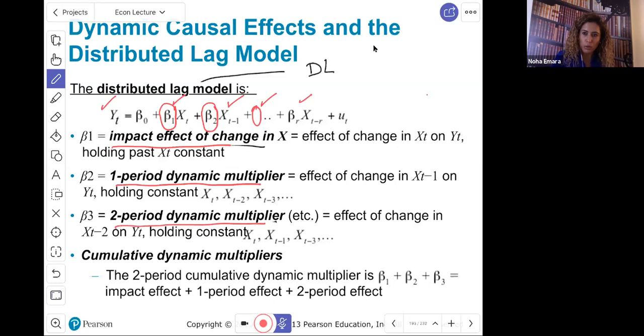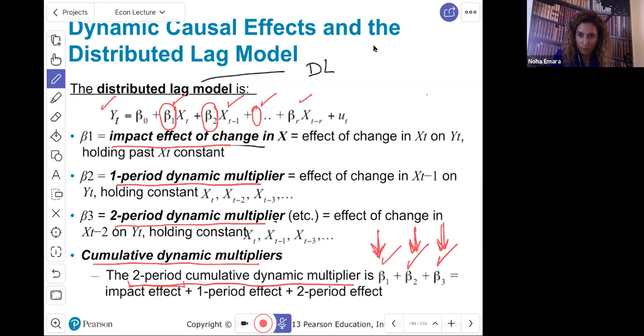If I want to compute the cumulative dynamic multiplier, you already know the word cumulative, right? When I'm asking you about your cumulative GPA, you keep accumulating GPA over the semesters, adding them up. So cumulative is always adding, right? So the cumulative dynamic multiplier is simply, you're going to add up this coefficient with this coefficient with this coefficient. Let's say I'm asking you the two period cumulative dynamic multiplier: you take the first effect, which is the present effect, lag one and lag two. So when I ask you about the two period cumulative dynamic multiplier, you need to have the impact of lag one and lag two in addition to the present.